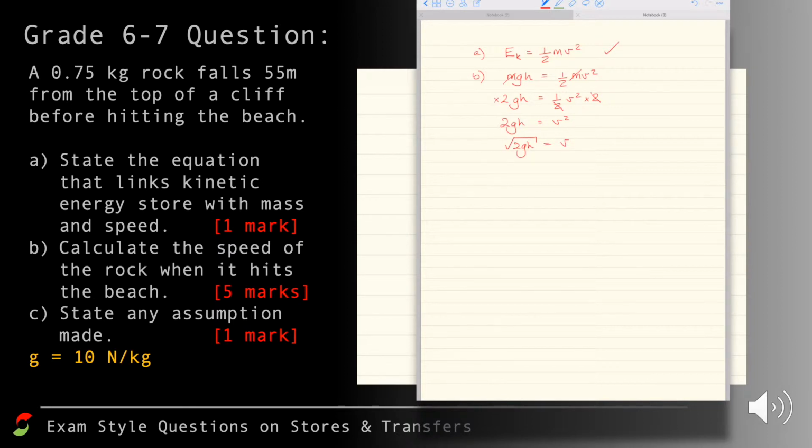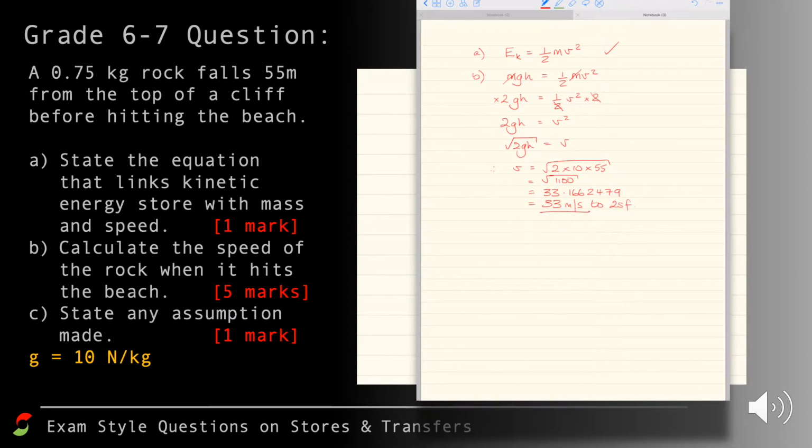Now we can just straightforwardly substitute in our numbers. So we've got v equals the square root of 2 times g, which is 10, times the height, which is 55. All of that is square rooted, and that is the square root of 1,100. Chucking that into a calculator, it's 33.162479. Way too much on my calculator, but everything on there is given to two significant figures, so I'm just going to tidy that up to two significant figures.